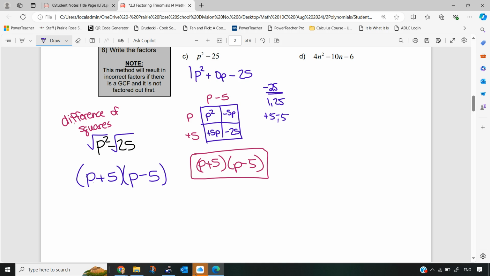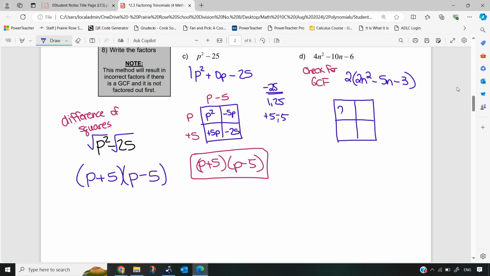For our last example, we have 4n squared minus 10n minus 6. Remember that whenever we're factoring, it's absolutely important that we first check for a GCF. So we can divide a 2 out of each of our terms. So that would leave me with a 2 as my GCF, and my leftovers would be 2n squared minus 5n minus 3. So we're going to use the box method to factor the part inside the brackets, but remember that GCF of 2 will have to follow us down to our final answer.